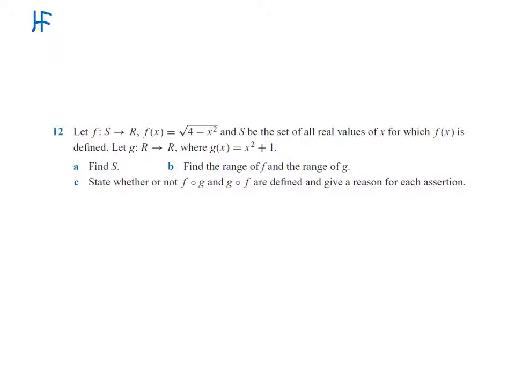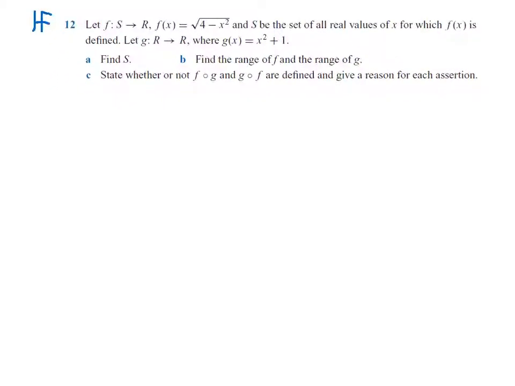So this is exercise 1F, question 12. It starts by saying there's a function f from the domain S onto R, and the rule is f of x equals root 4 minus x squared. S is the real values of x for which f is defined. The first question is to find S. Let's just move that up there.